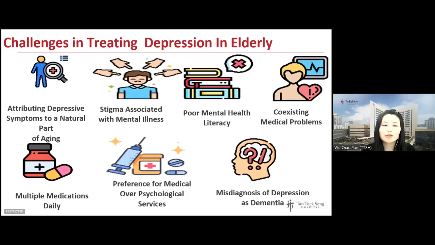However, we still face some challenges in treating depression in the elderly. The first one is attributing depressive symptoms to the natural part of aging. The second one is the stigma associated with mental illness. The third one is poor mental health literacy, and also coexisting medical problems. Because of so many coexisting medical problems, the patient will take multiple medications daily. Some patients prefer to see a doctor for medical problems and overlook the psychological service. The last one is that sometimes the patient will be misdiagnosed between depression and dementia, because sometimes the signs and symptoms are quite similar.